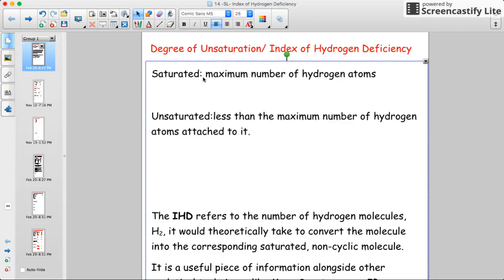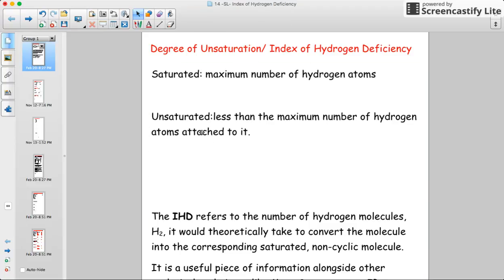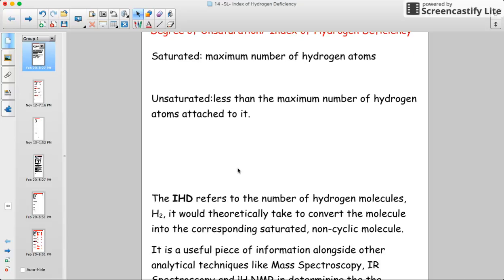Okay, so this refers to molecules. Certain molecules can be saturated and they can be unsaturated. And this is the same meaning when we talk about saturated and unsaturated fats. Saturated fats have the full maximum number of hydrogen atoms bonded to them, whereas unsaturated fats are missing some hydrogen atoms and instead have double bonds to replace the correct number of bonds.